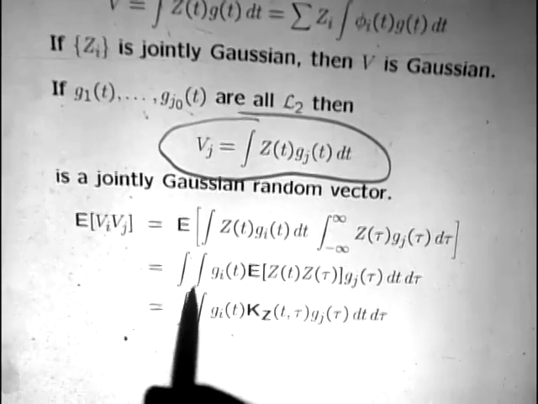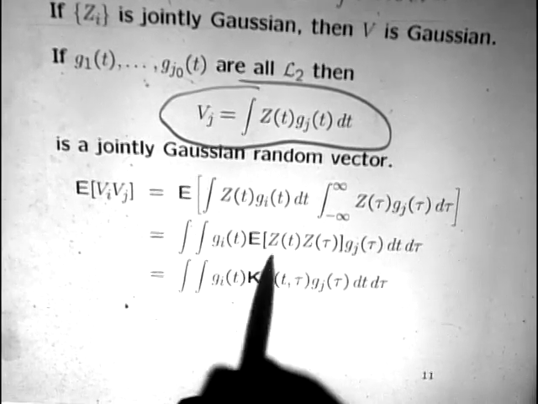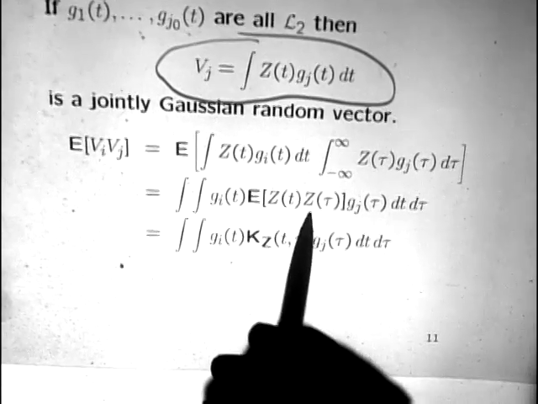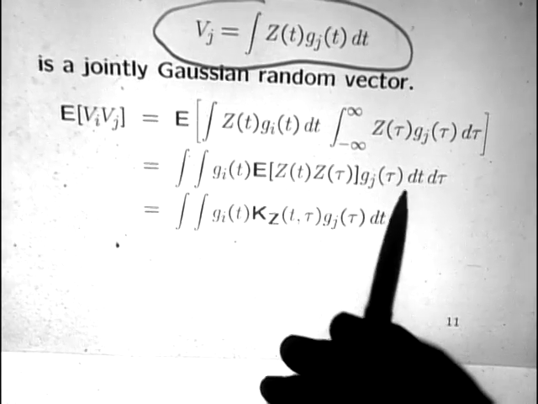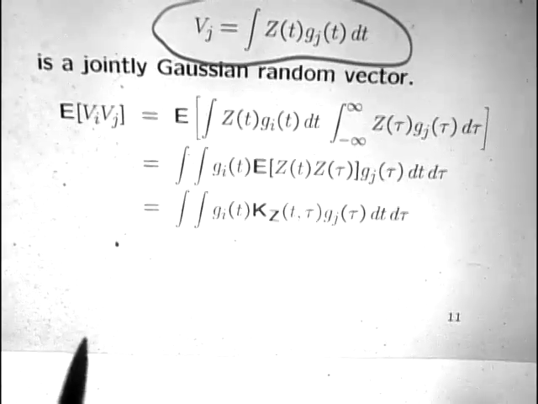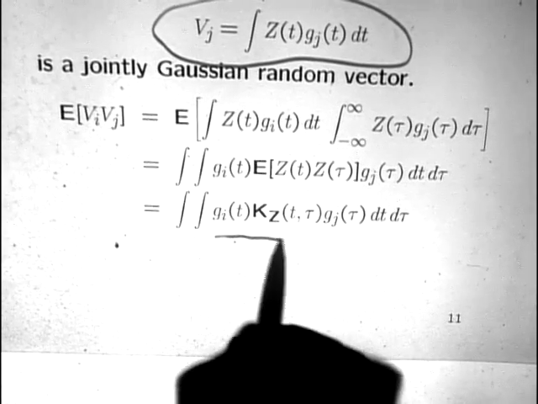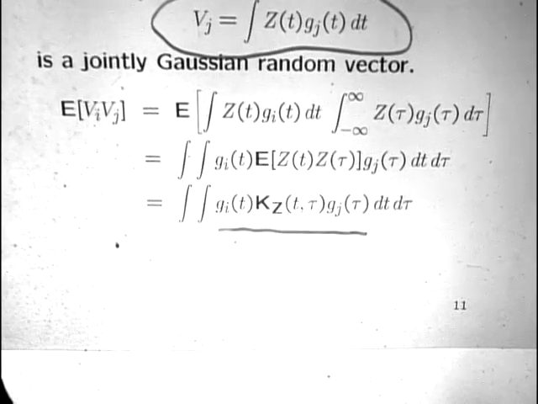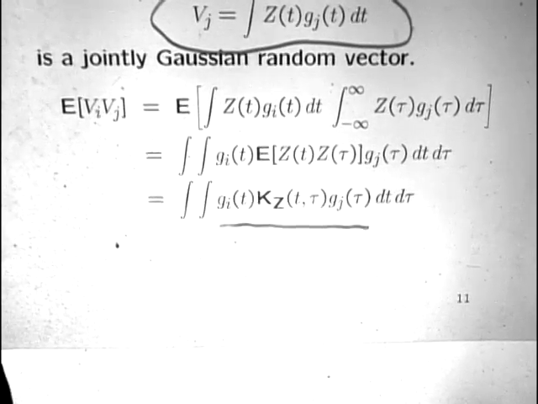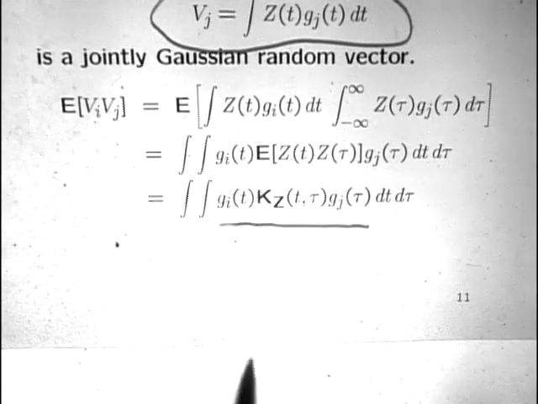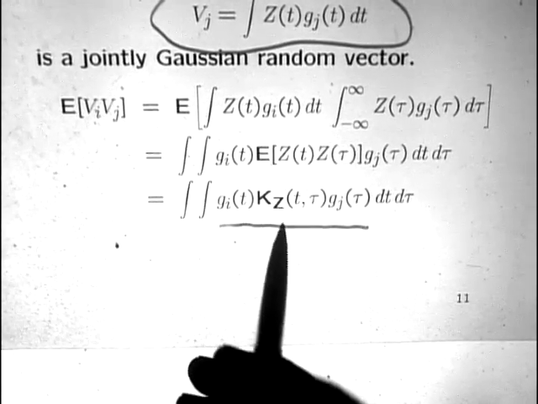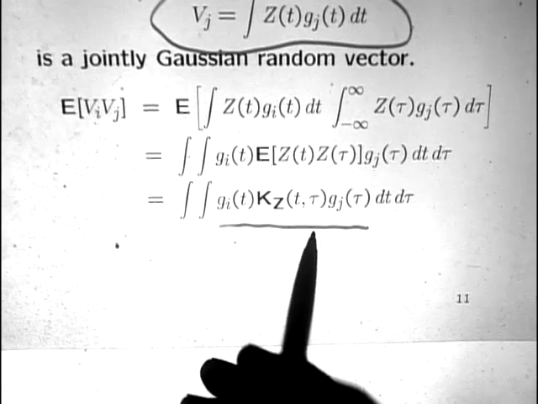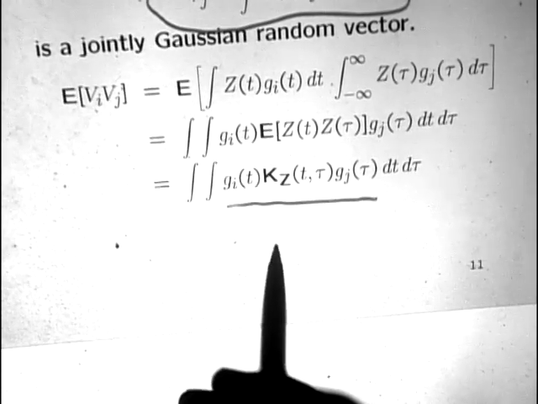And therefore, what we're going to have is a double integral of g_i(t), expected value of Z(t) times Z(tau) times g_j(tau) dt d tau, which is this thing here, which you should compare with what we've been dealing with most of the lecture today. This is the same kind of form for a covariance function as we've been dealing with for covariance matrices. It has very similar effects.